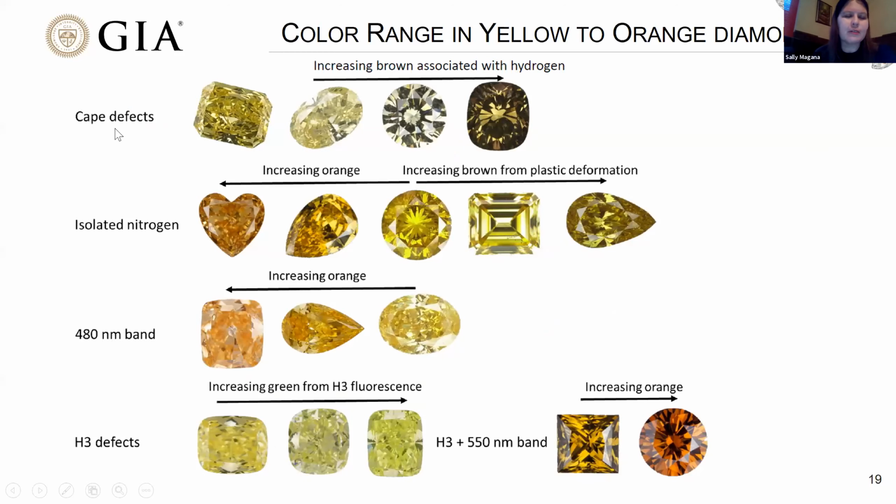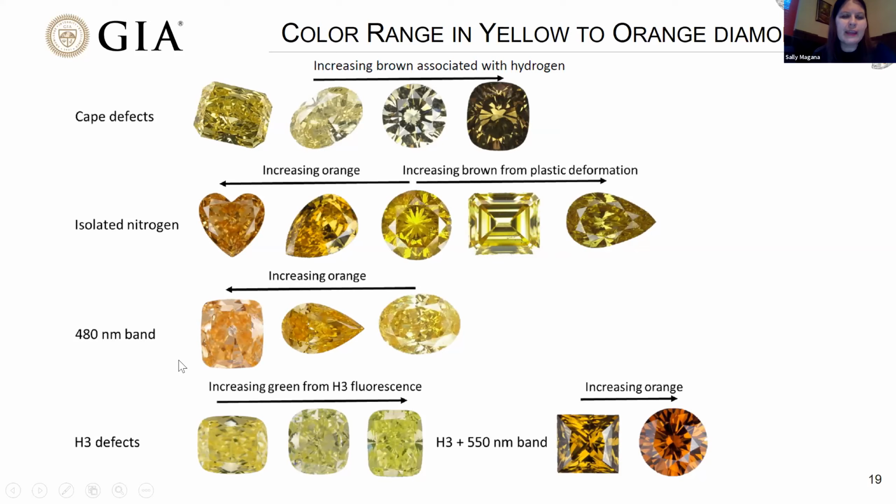Among those diamonds that get their color from the cape defects, about 70% of yellow diamonds are colored by the cape defects. And what we can see there is increasing amounts of brown color if it has higher and higher amounts of hydrogen. If the diamond is colored by nitrogen, you can have increasing amounts of orange if it has a higher amount of that single nitrogen present in the stone, or you can have increasing amounts of brown color if its color is affected by plastic deformation.